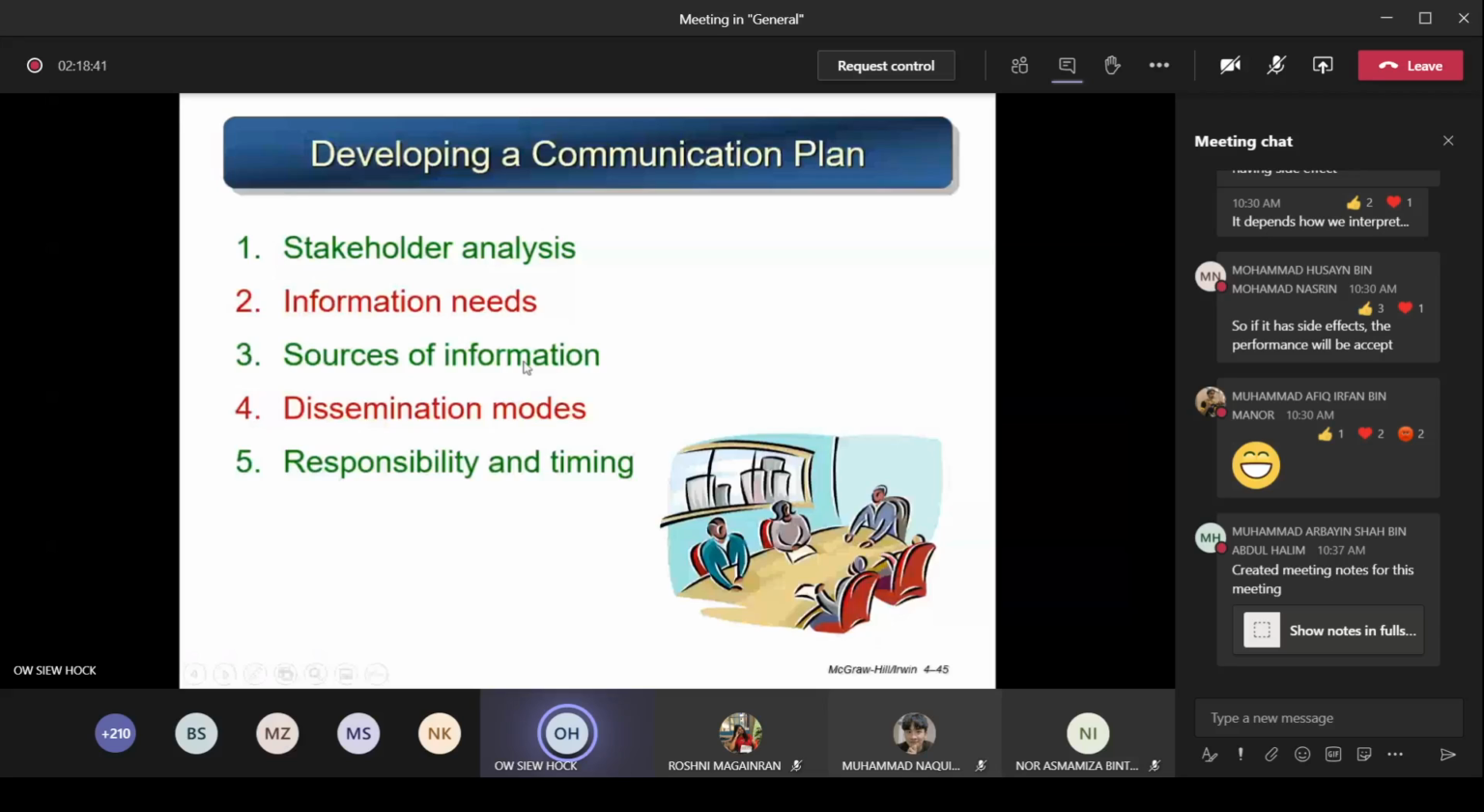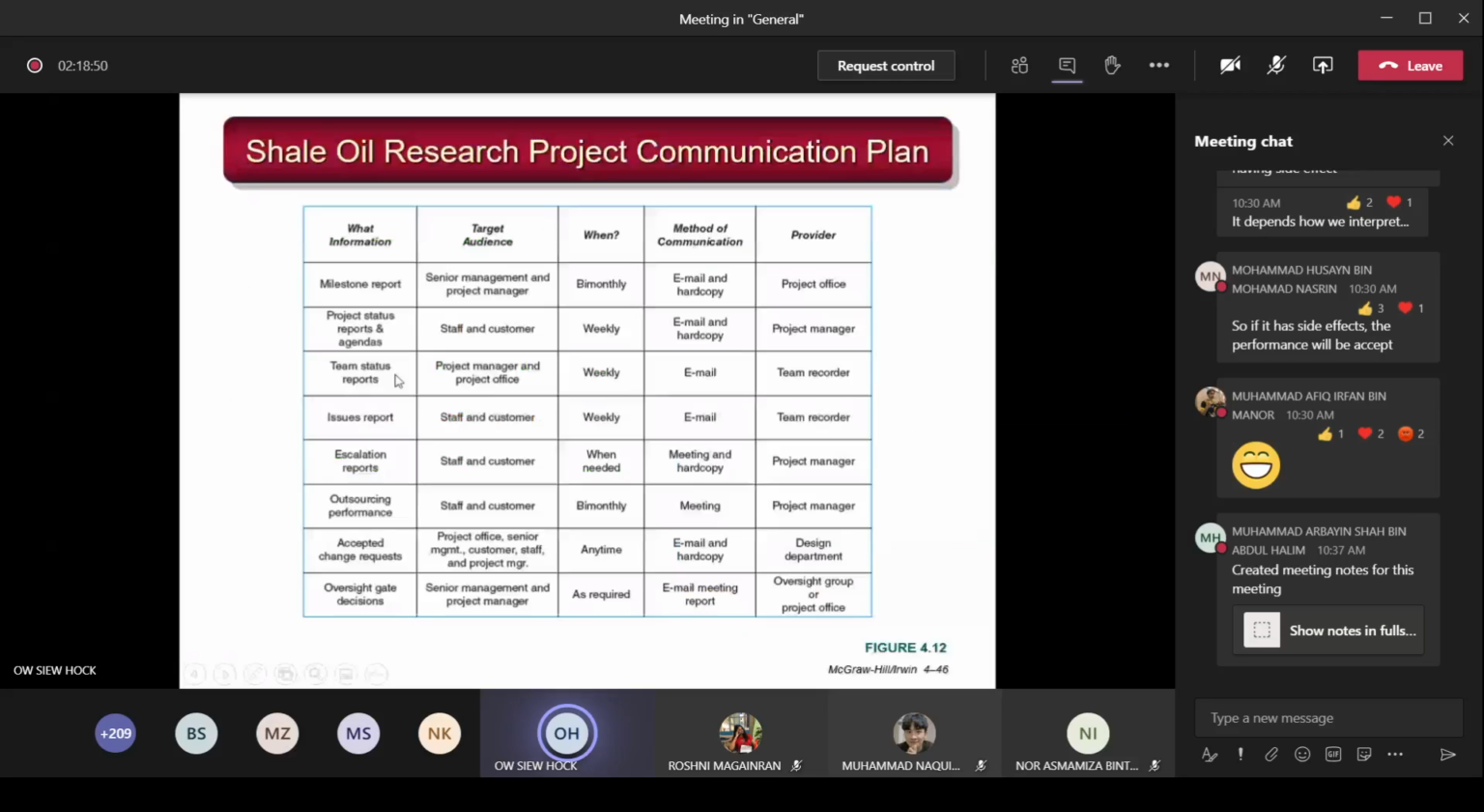Okay, this is one example of this shale oil research project communication plan. You see what information you want to send out: milestone report, project status report, agendas, and the team status report. Target audience: the milestone report is sent to senior management and project manager. When? Bi-monthly, every 2 months once. Method of communication: email, and also hard copy. Provider: from the project office.